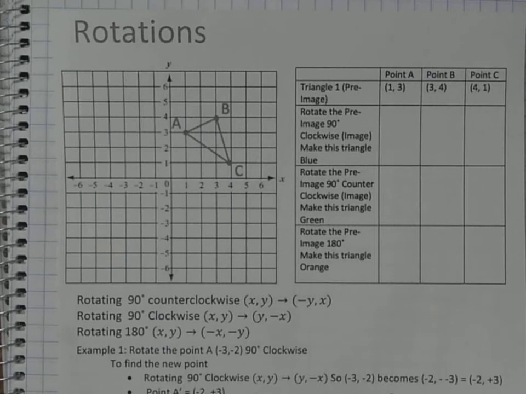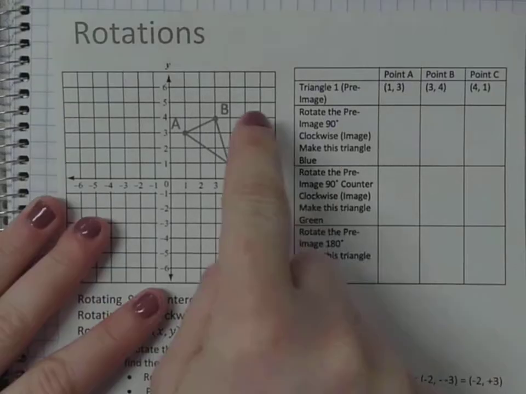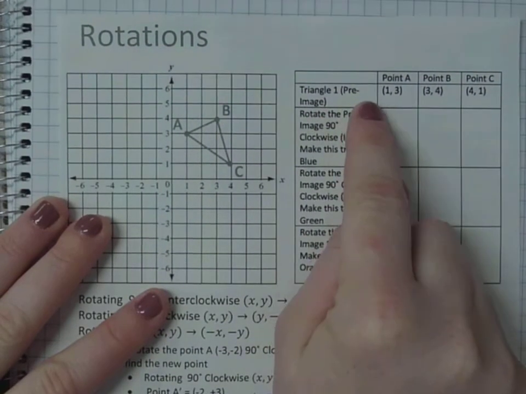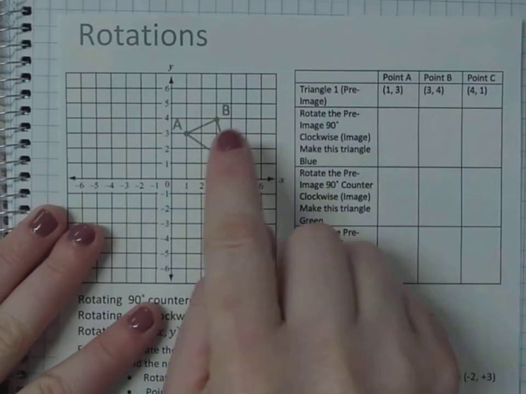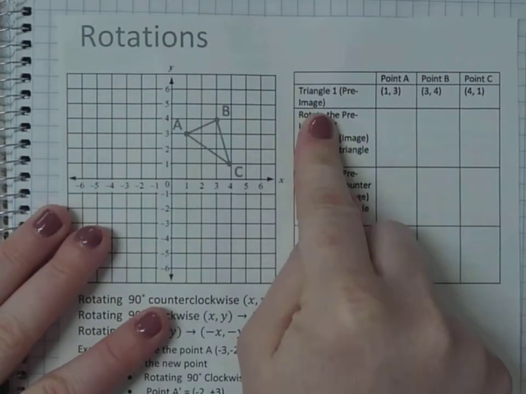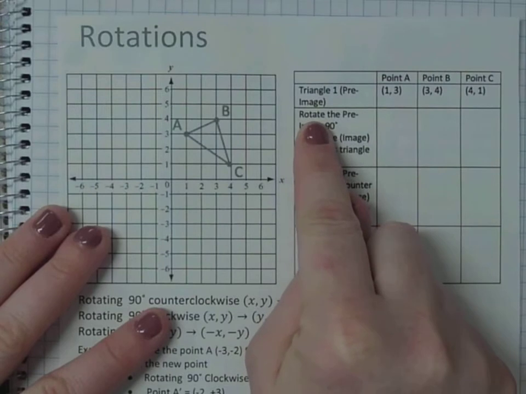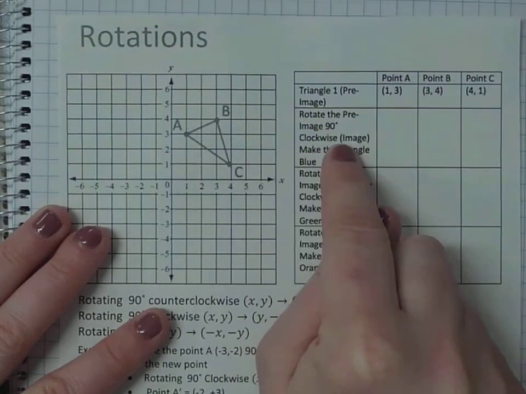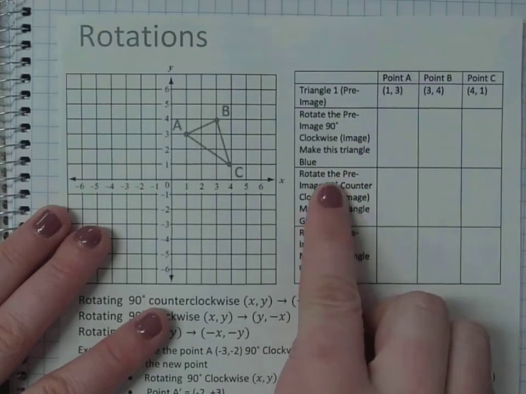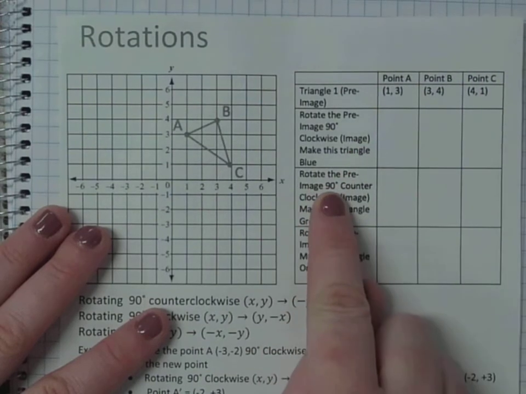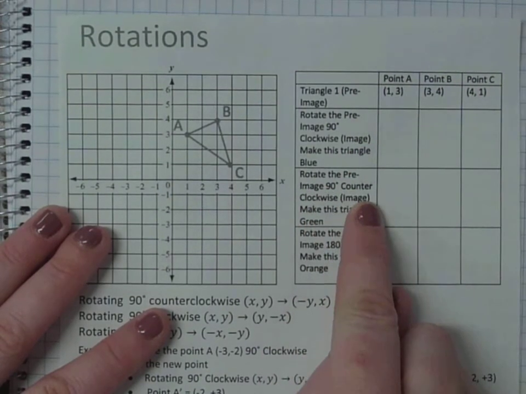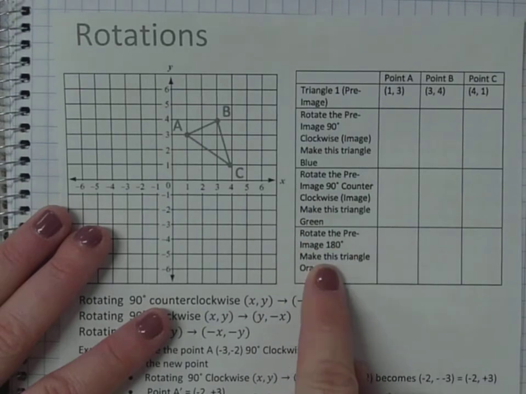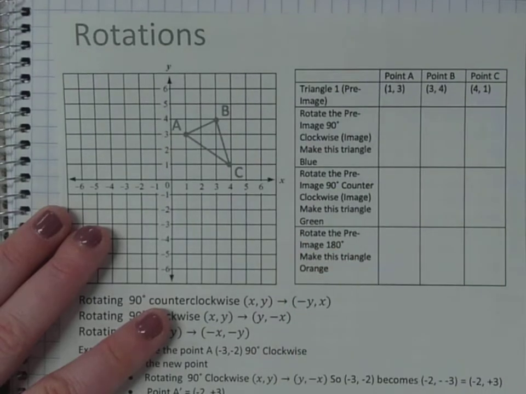Okay, so rotations. So here's our original triangle again. And then, of course, that's the preimage. So the original is the preimage. Now we're going to do rotations. It says rotate the preimage 90 degrees clockwise to make an image. This one says rotate the preimage 90 degrees counterclockwise. And then it says rotate the preimage 180 degrees, make this triangle orange.